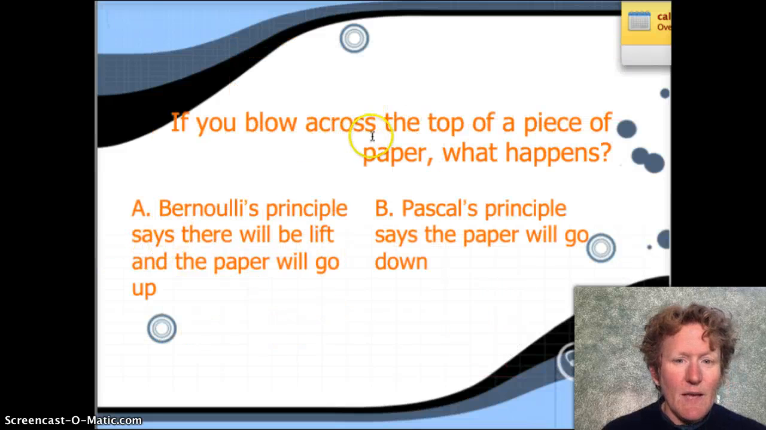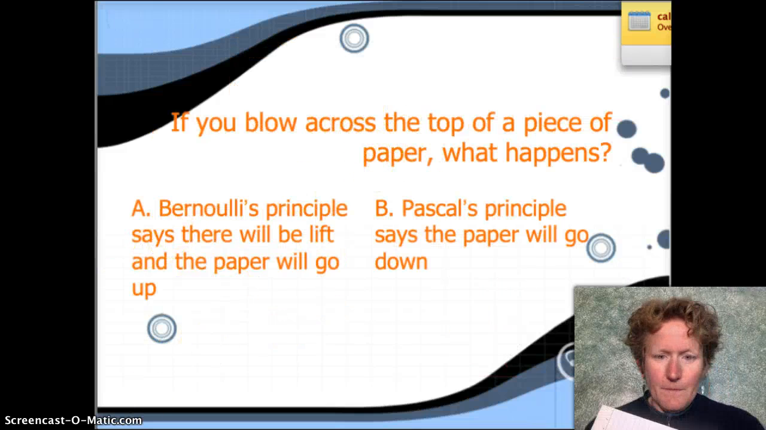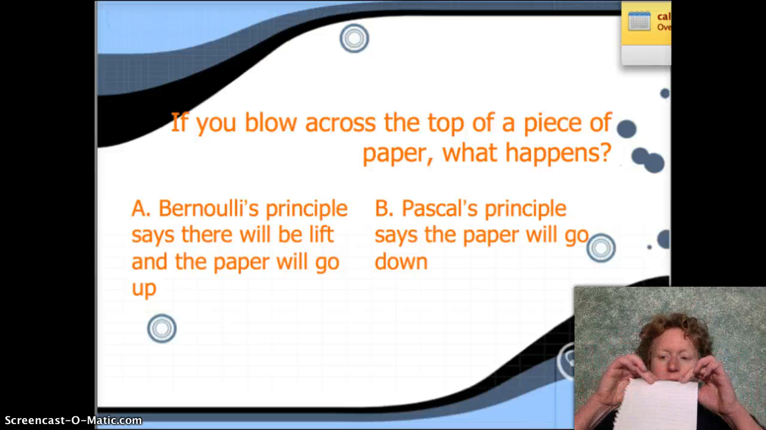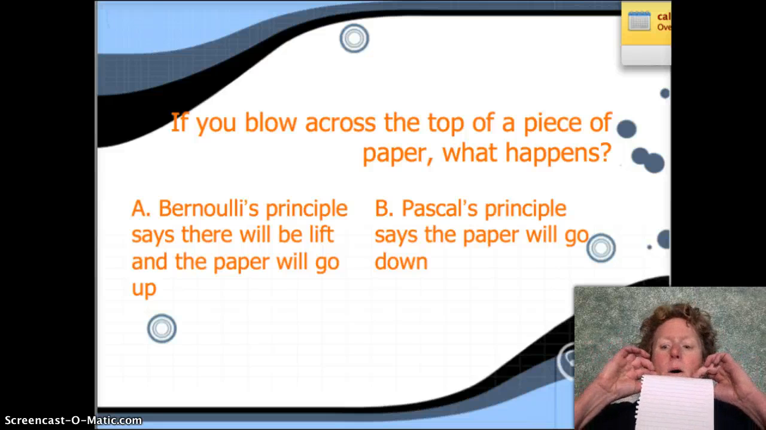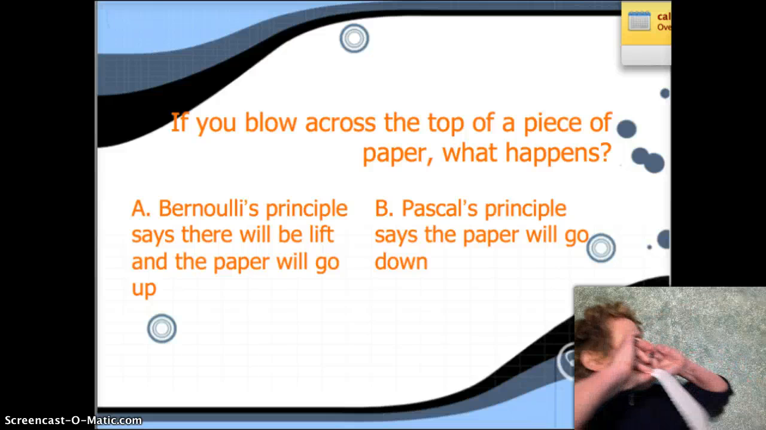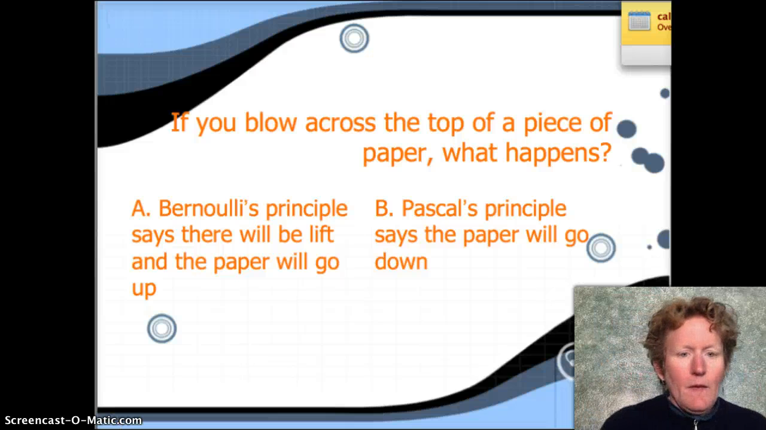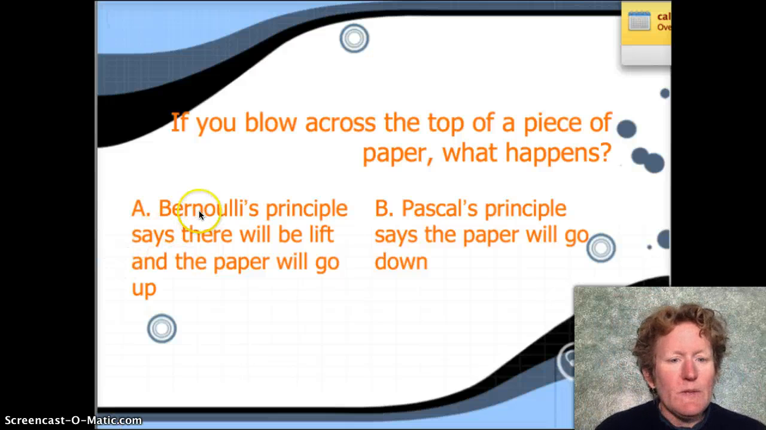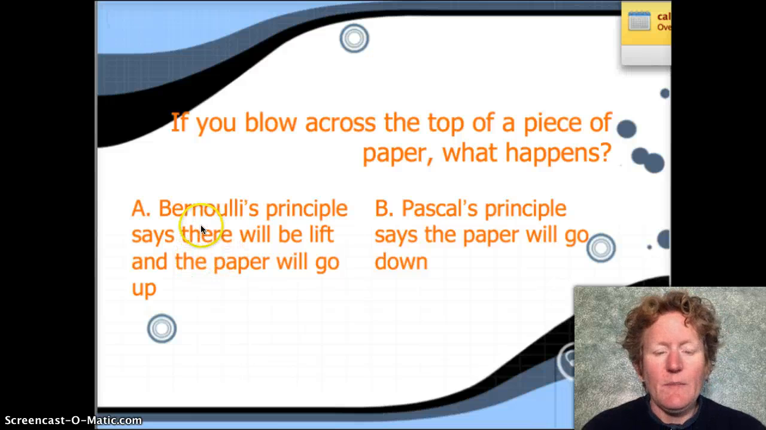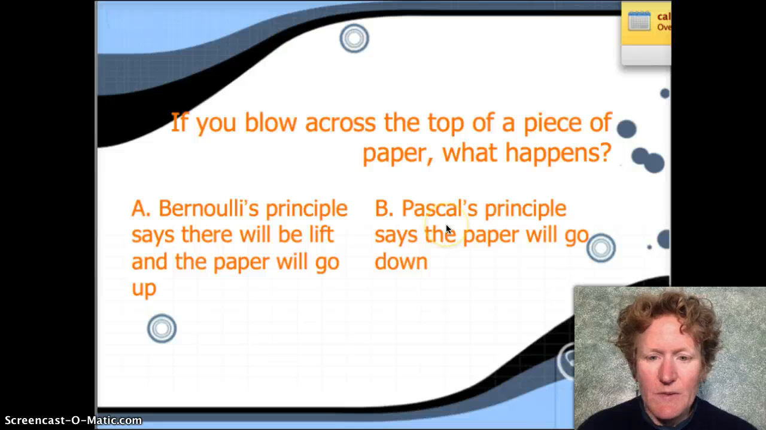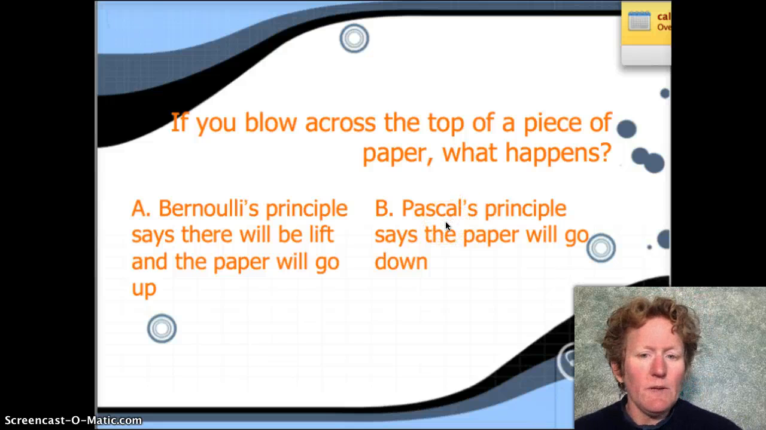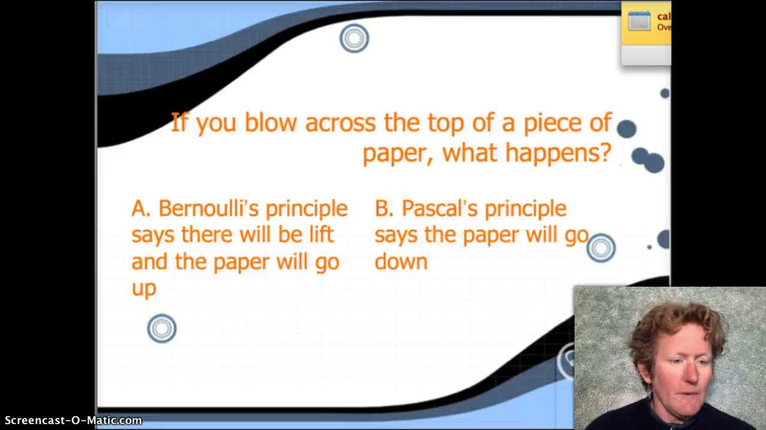If you blow across the top of the piece of paper, what happens? Well, I have a piece of paper right here. Let's find out. If I blow across the top, does Bernoulli's principle say there will be lift and the paper will go up, or does Pascal's principle say the pressure will be equalized and the paper will go down?